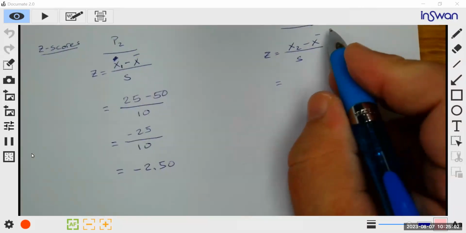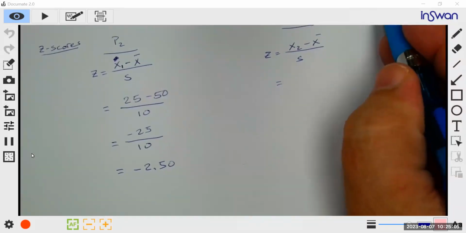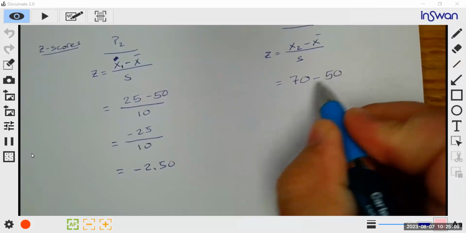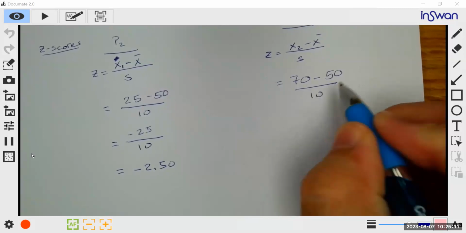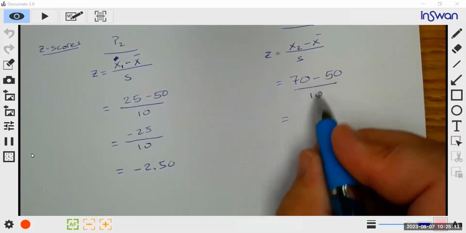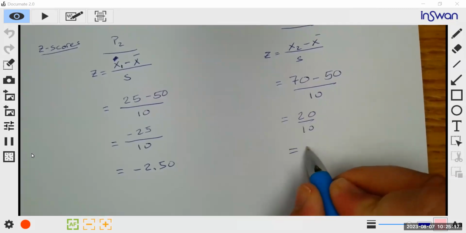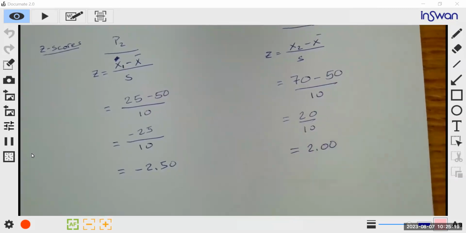And likewise, the 70 is just 70 minus our mean over 10. 70 minus 50 is 20, over 10 is 2.00.